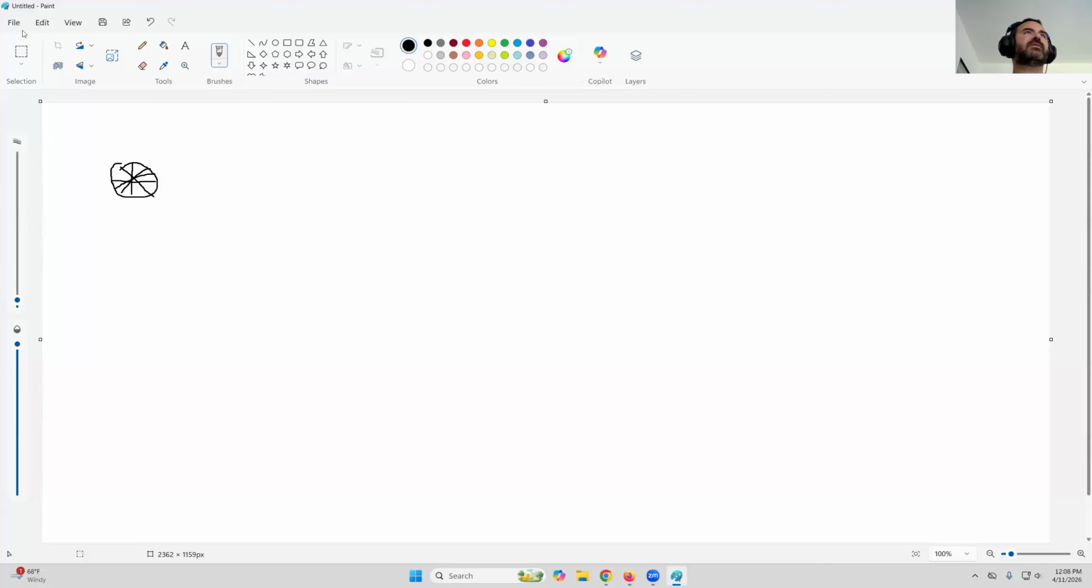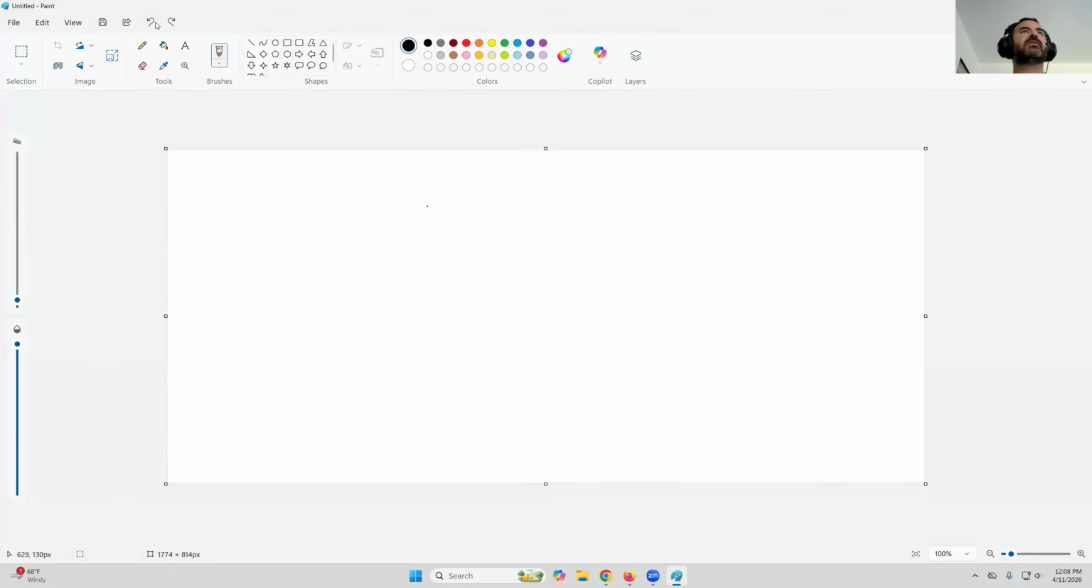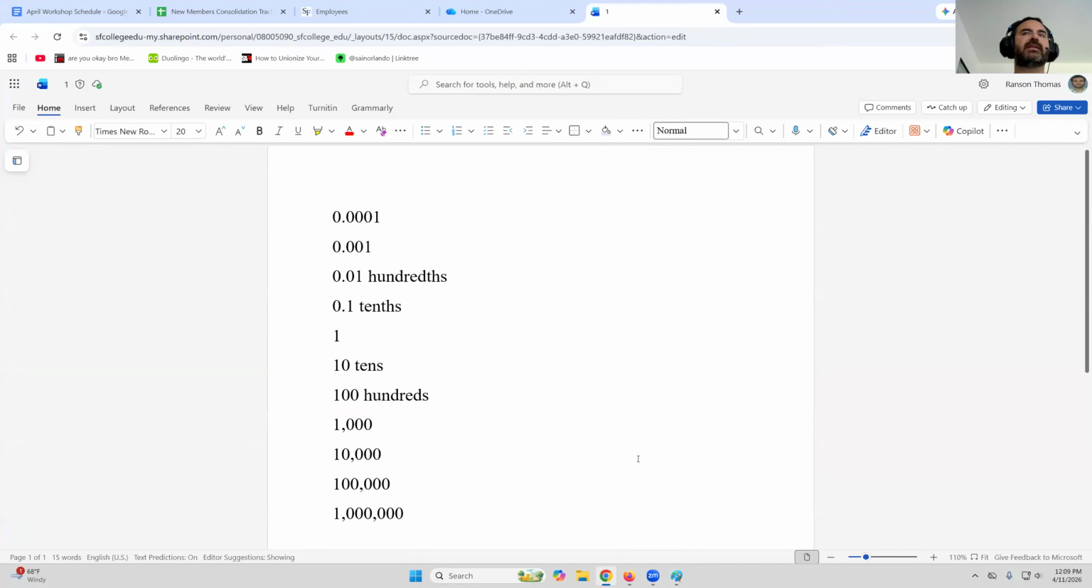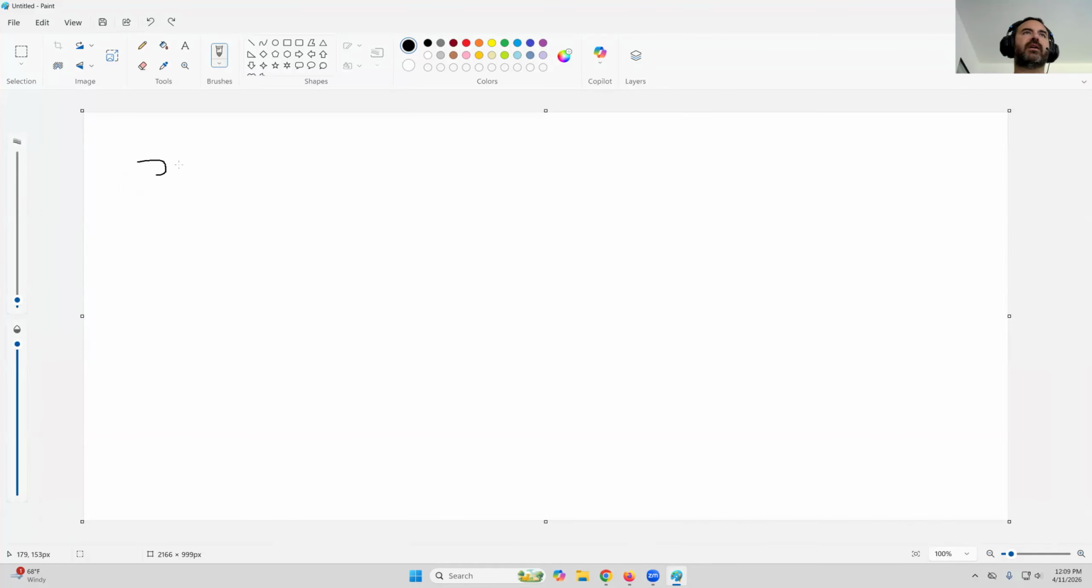Let me erase all this. If we said we have 10, so this is the opposite way. That was the tenths. 10 would be, we've got one, then two, three, four, five, six, seven, eight, nine, 10, right? So simple. And again, each one of these we could then break down into tenths or hundredths or something like that, right?